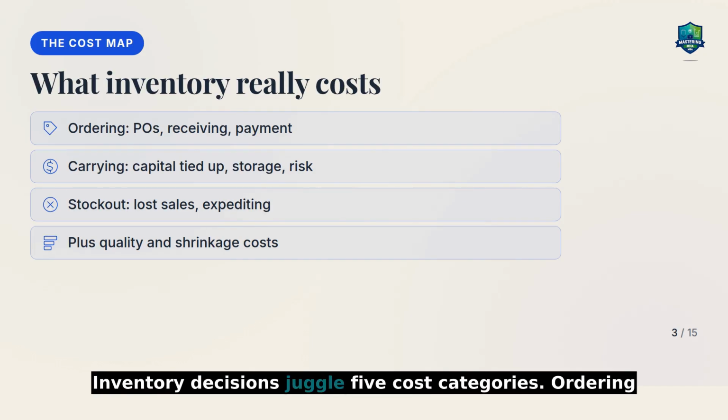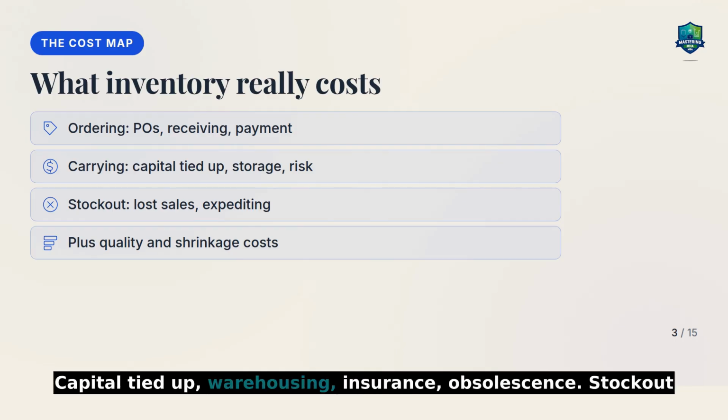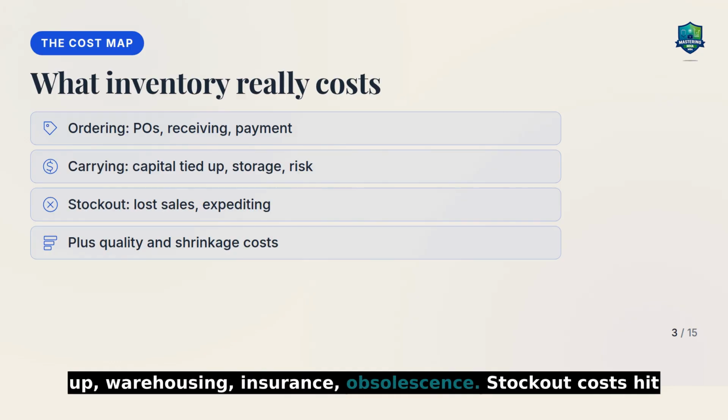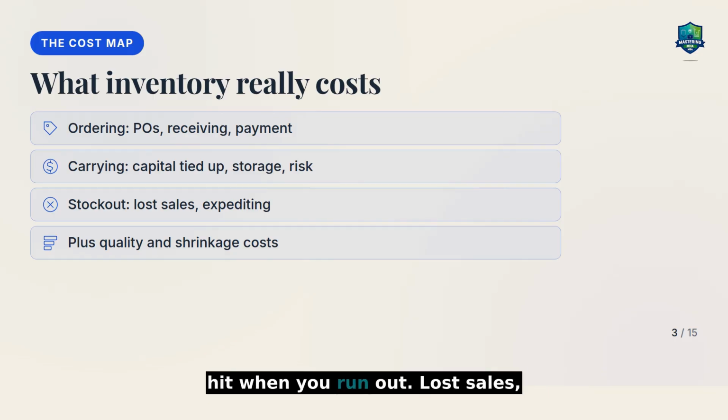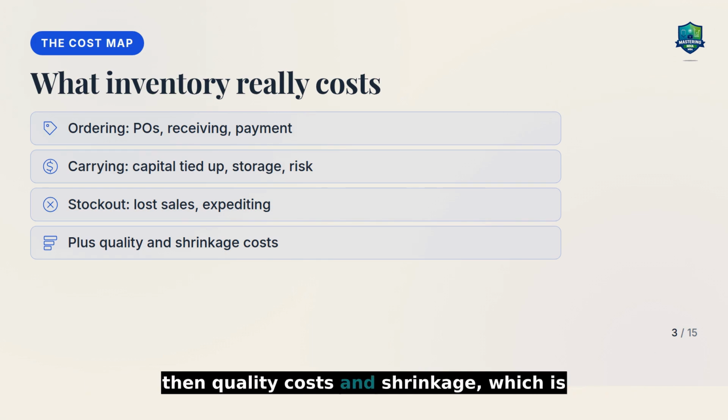Inventory decisions juggle 5 cost categories. Ordering costs come from preparing purchase orders, receiving, and paying. Carrying costs are the price of holding goods: capital tied up, warehousing, insurance, obsolescence. Stockout costs hit when you run out: lost sales, lost customers, emergency expediting. And then quality costs and shrinkage, which is theft and damage. Every inventory policy you will ever see is some trade-off among these 5.